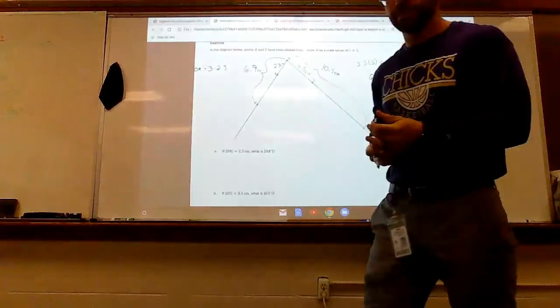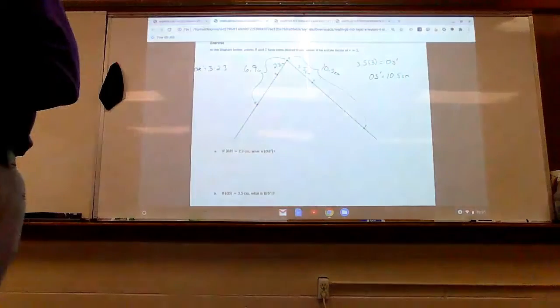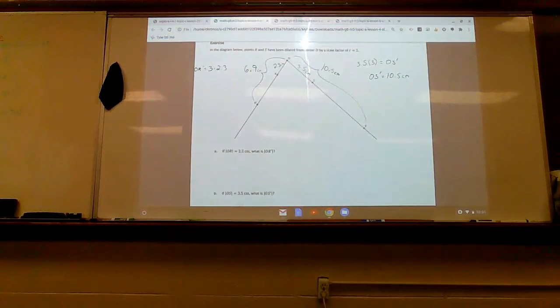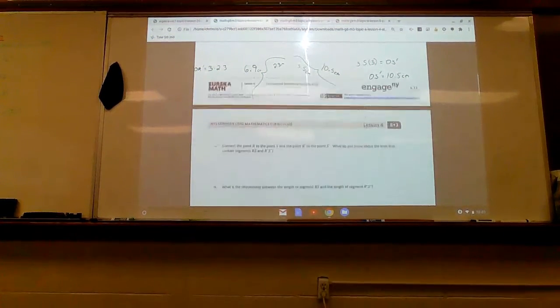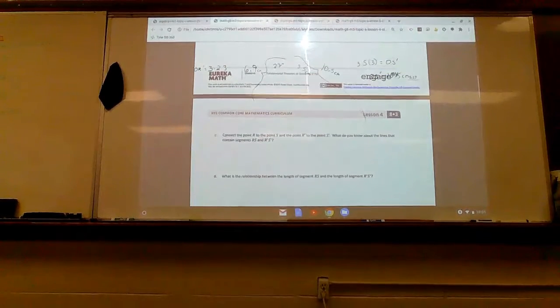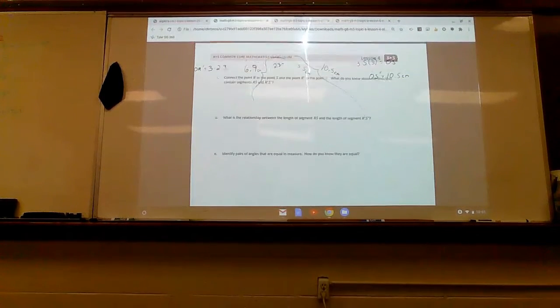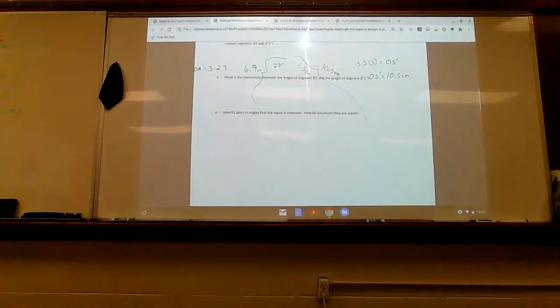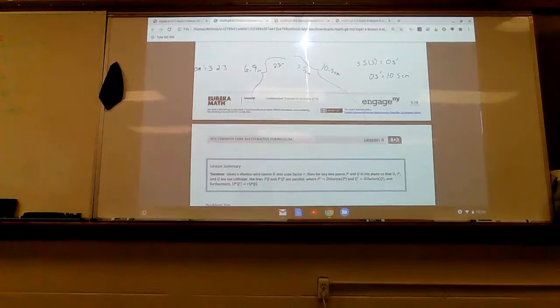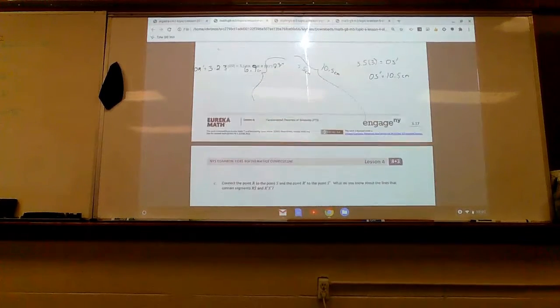Okay, that's all well and good, Mr. H. That's not the fundamental theorem of similarity. Why not? Well, let's keep going down because there are questions here. Connect the point R to point S and the point R prime to point S prime. What do you know about the lines that contain those segments? And then what is the relationship? Identify the pairs of angles. How do you know they're equal? And that's pretty much our lesson. So let's see what happens.